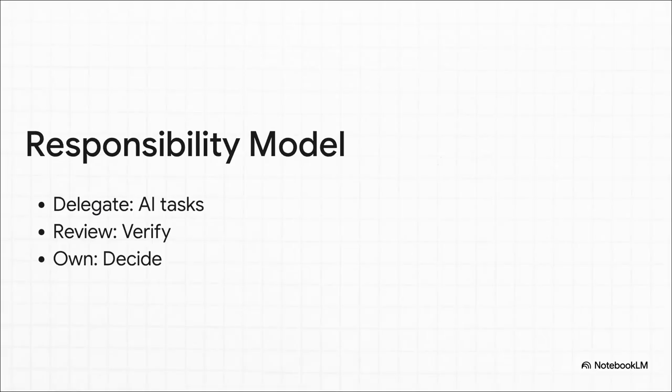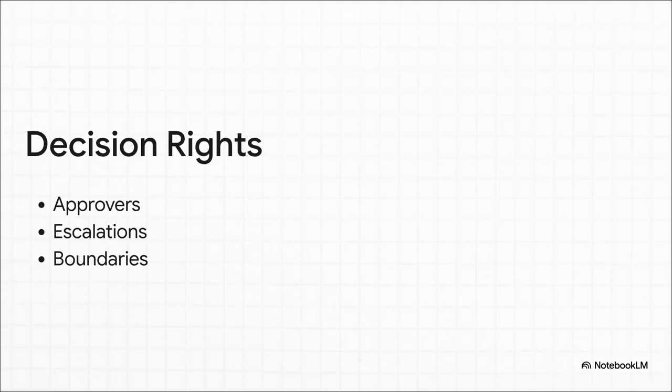This creates a strict responsibility model. Delegate tasks to AI, verify outputs through review, and heavily own final decisions. To stay safe, you've got to map out decision rates, hard boundaries, and clear escalation paths before you even start.